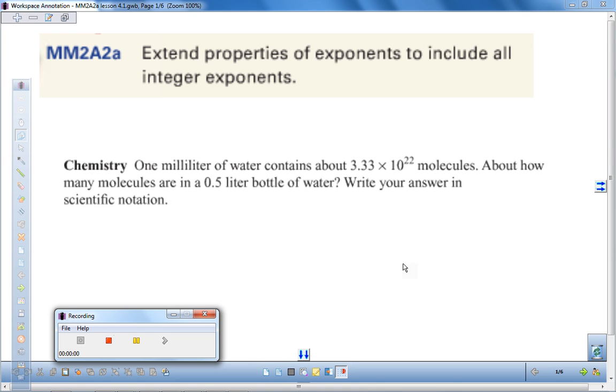Alright, today we're going to be looking at extending the properties of exponents to include all integer exponents. So we're going to look at properties of exponents.